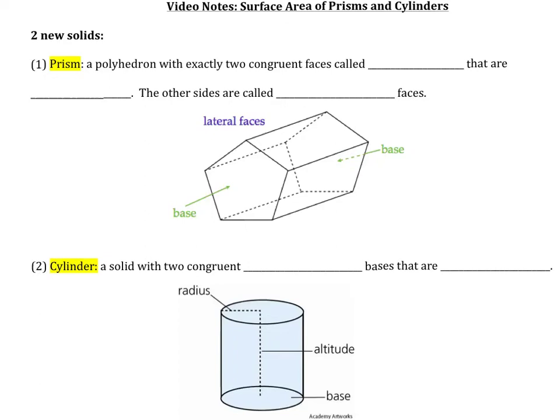Hi everyone. Today we're going to be learning about section 12.2, which is surface area of prisms and cylinders.